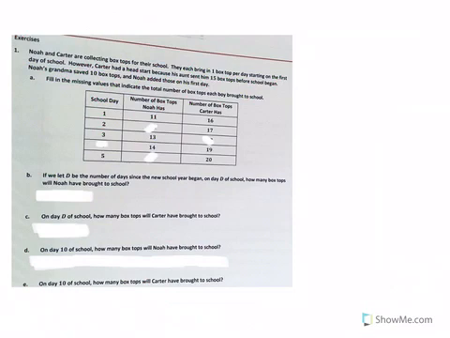Okay, let's do one more example here. This one actually expands to 3 columns. I'm going to read it. Noah and Carter are collecting box tops for their school. They each bring in 1 box top per day starting on the first day of school. However, Carter had a head start because his aunt sent him 15 box tops before school began. Noah's grandma saved 10 box tops, and Noah added those on his first day. Fill in the missing values that indicate the total number of box tops that each boy brought to school.